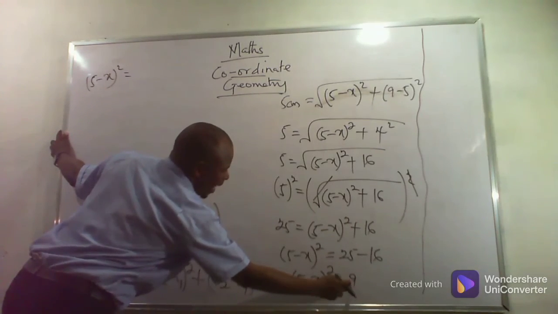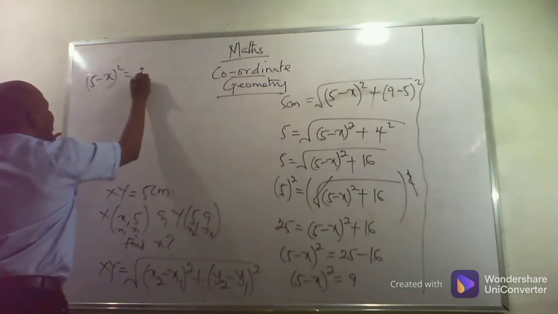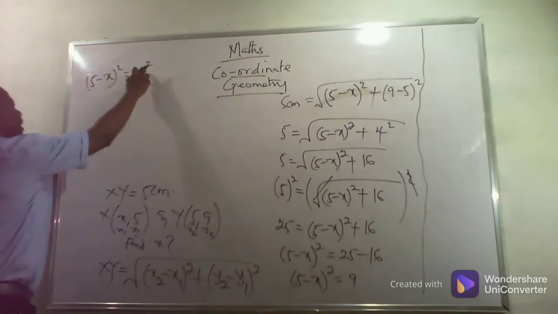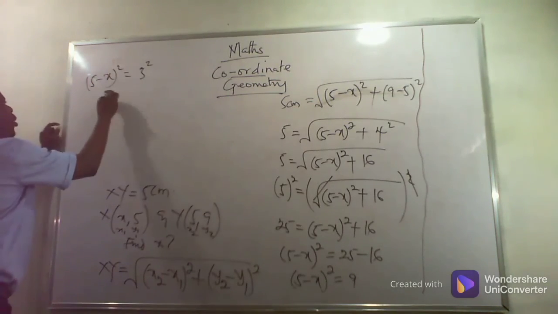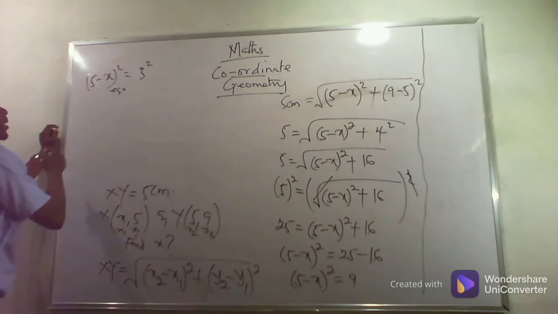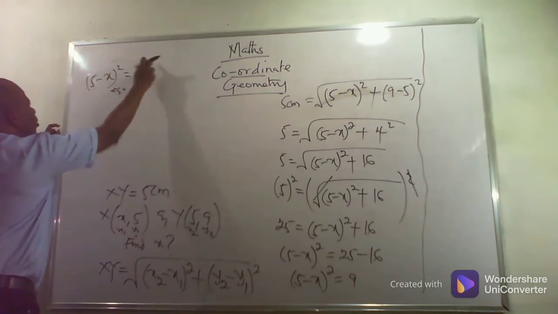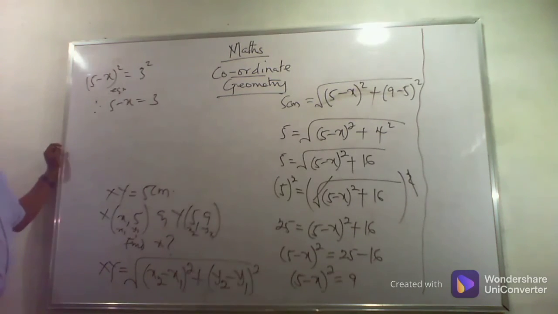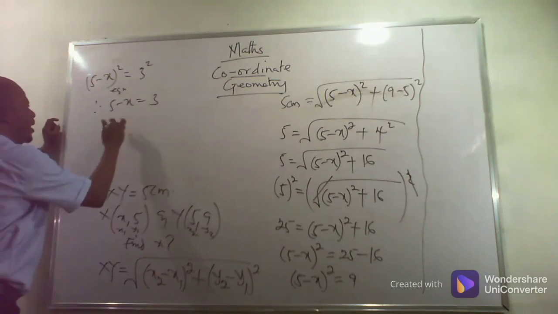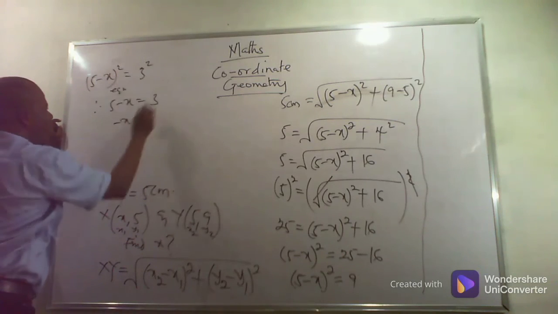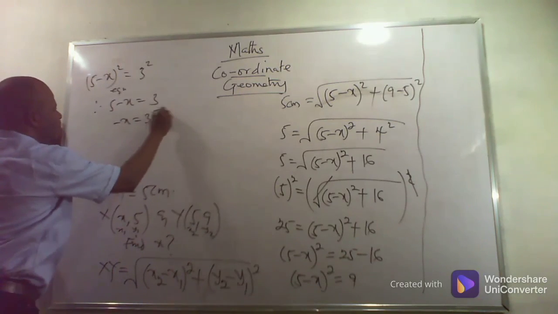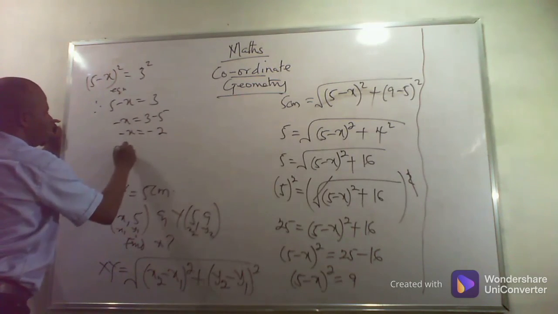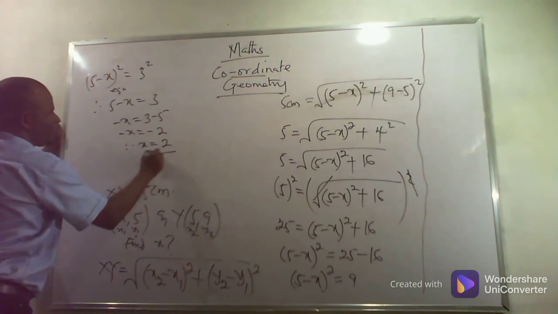Do you believe with me that this 9 can be expressed as 3 raised to power 2? So if 9 can be expressed as 3 raised to power 2, by equating, this is square, this is square, therefore 5 minus x is 3. So you can now collect the like terms. So you have minus x equals 3 minus 5. So minus x equals minus 2. Therefore your x is 2.